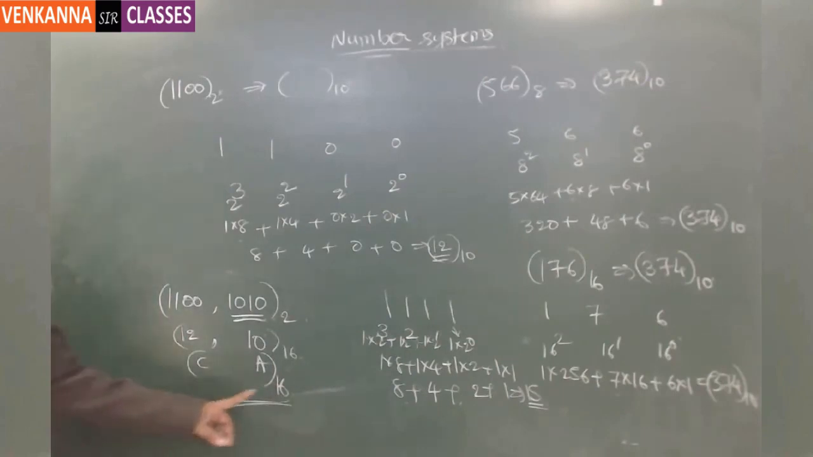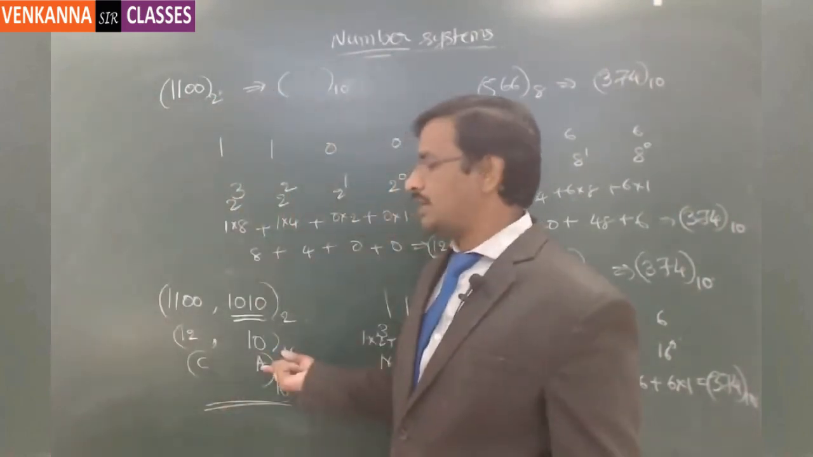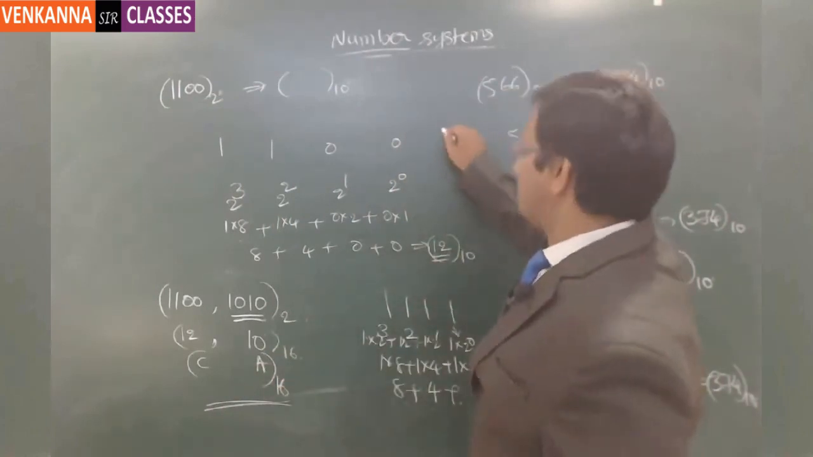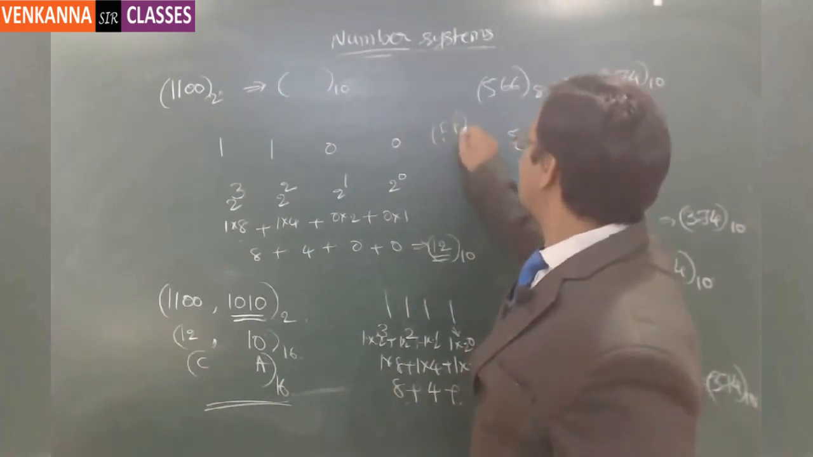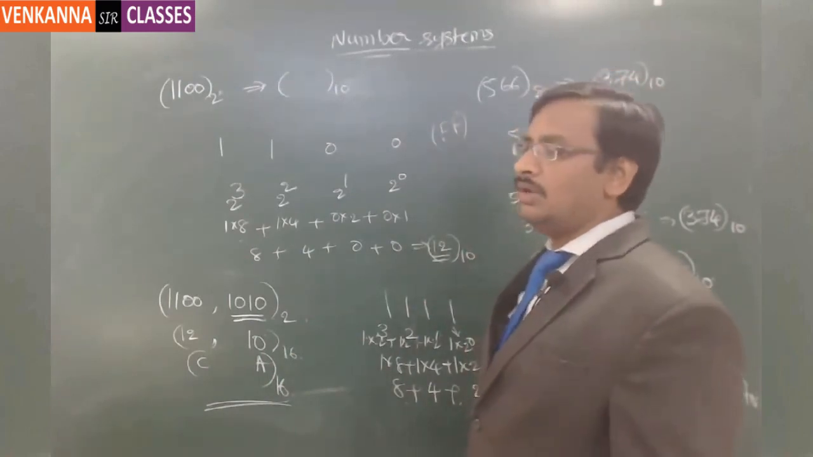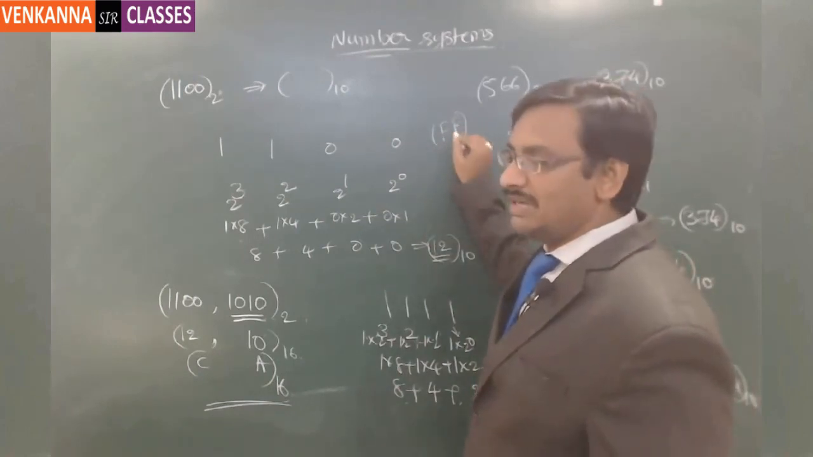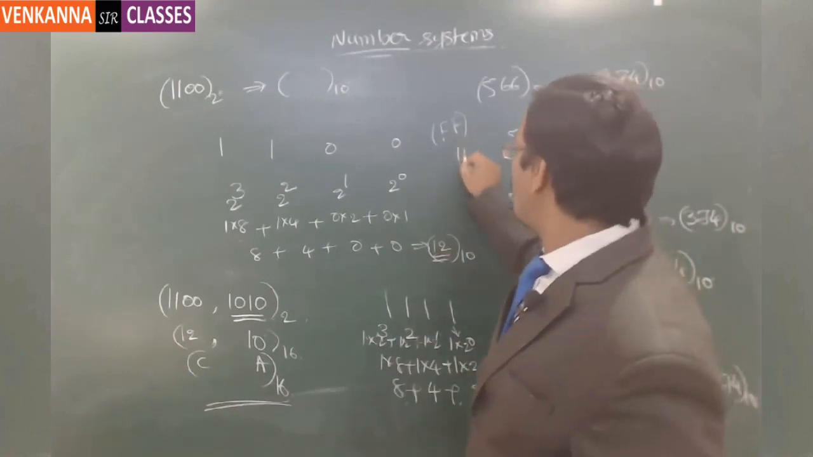Got it? CA base 16 is equivalent to 11001010. Got it? Exactly in the opposite manner, you can write it. Suppose I give a number, let us say FF. So FF base 16, if you want to convert this into binary, what you need to do is write a binary equivalent of each and every digit in 4-digit format. That is, F is equivalent to 1111.